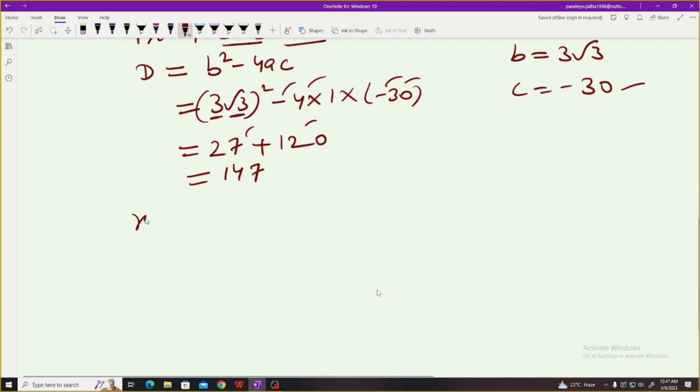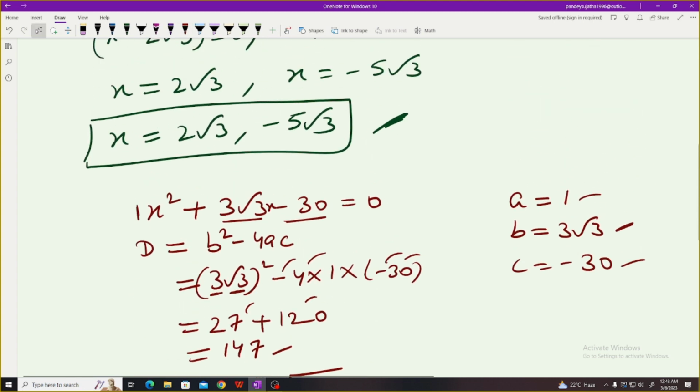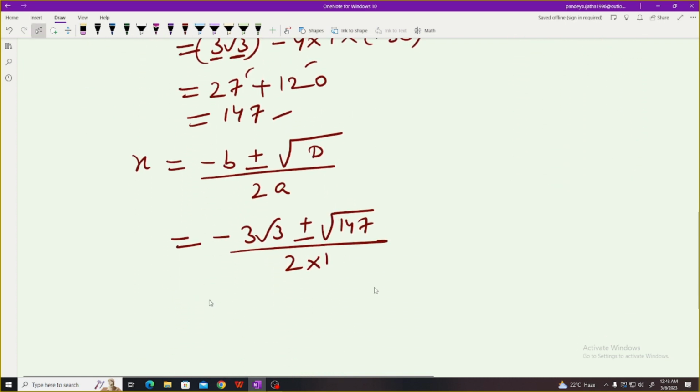Now let's write the quadratic formula, that is x will be equal to minus b plus minus root of D upon 2a. So here b is 3 root 3, that is minus 3 root 3, plus minus root of D is root 147, upon 2 into a. Here a is 1, so it is 2 into 1. Solve it. So we get minus 3 root 3 plus minus.